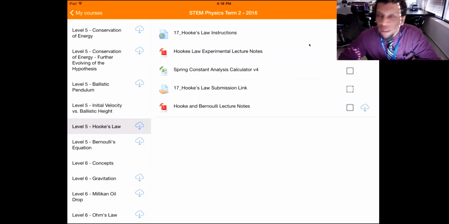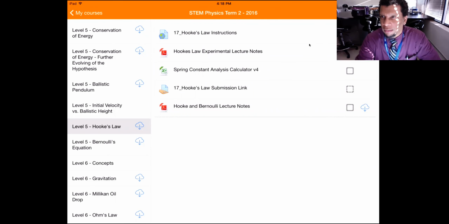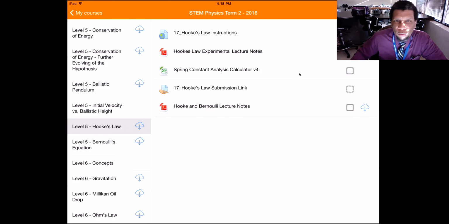All right, class, we are now into Hooke's Law. So the first thing that you want to do is go ahead and download your Spring Constant Analysis Calculator. We don't need anything else.